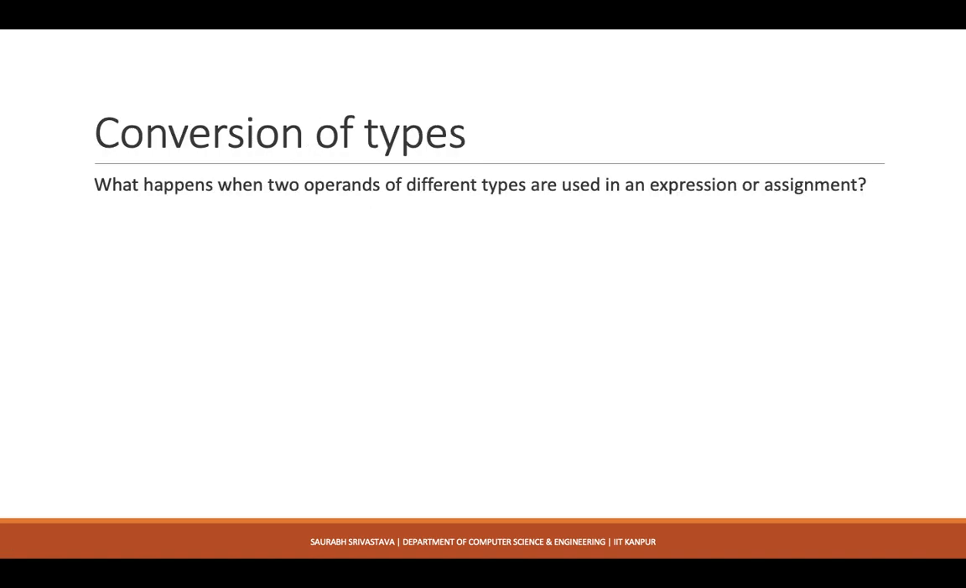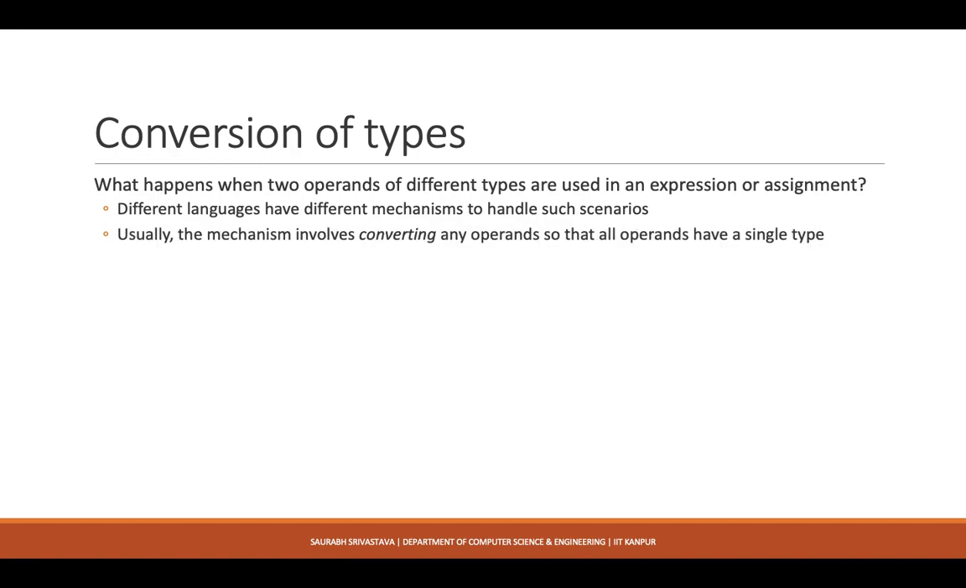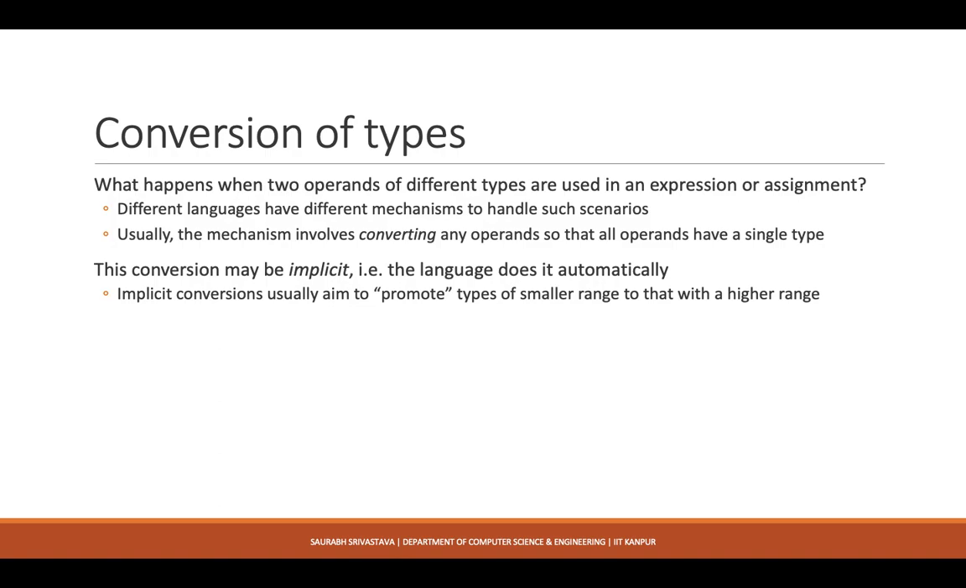Now we have seen something known as typecasting. Again, there were some questions in the quizzes as well. So what really happens when two operands of different types are used in an expression or assignment? Different languages have different mechanisms to handle such scenarios, right? Usually these mechanisms involve converting almost all the other operands into one single type, so that the operation can be easily performed over that particular type. This conversion can actually be implicit in many cases. This means that you don't have to do anything, the compiler will do it automatically.